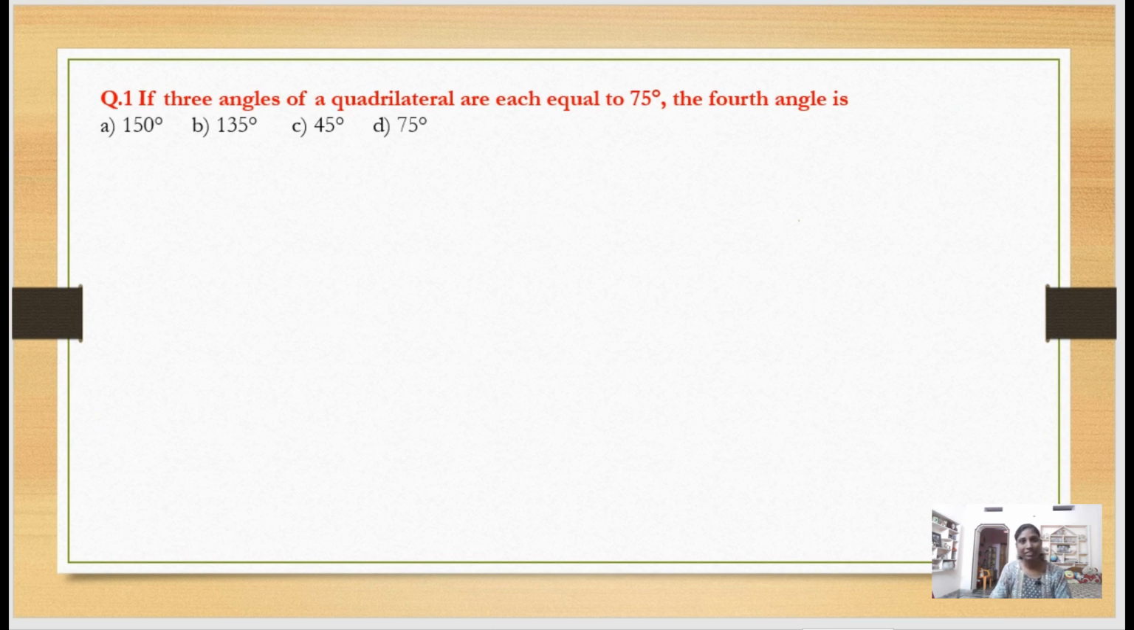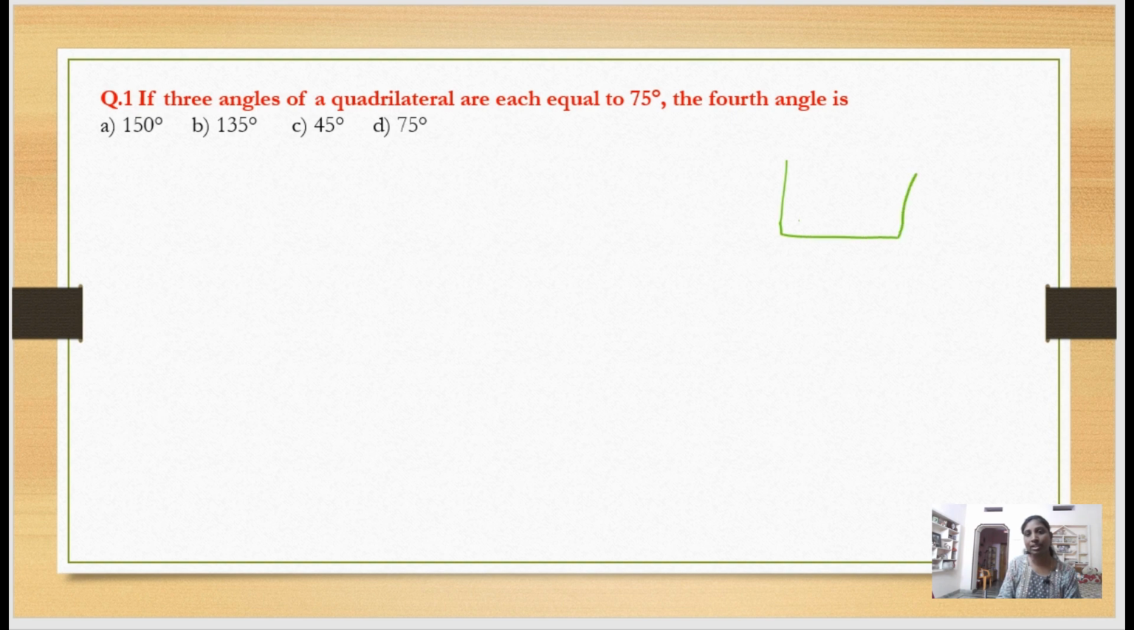Okay, let us read the first question. If three angles of a quadrilateral are each equal to 75 degrees, the fourth angle is, we have four options. We have to choose the correct option. So what is a quadrilateral? Quadrilateral is a four-sided polygon. Okay, let us draw a rough sketch of a quadrilateral. Okay, suppose I have a quadrilateral.